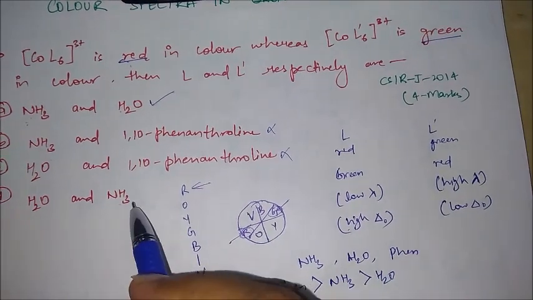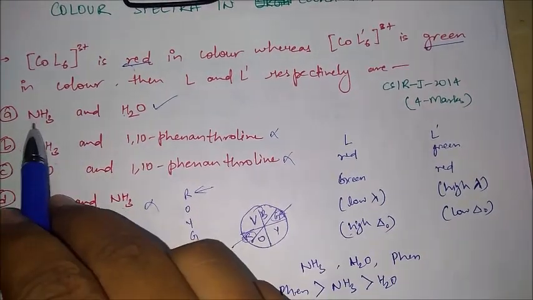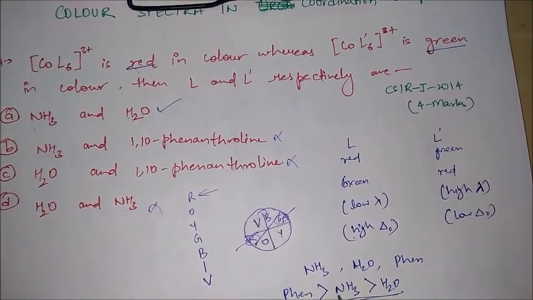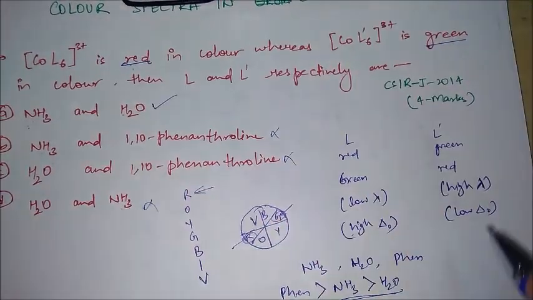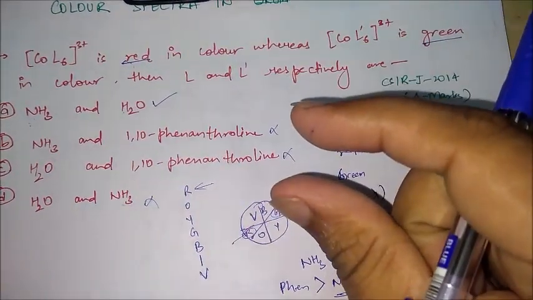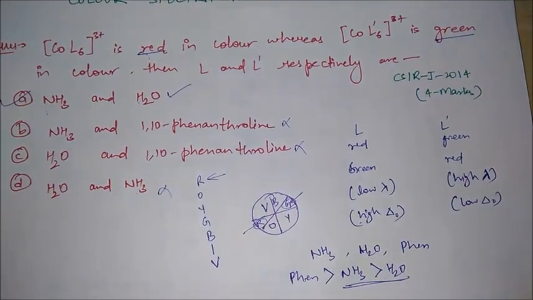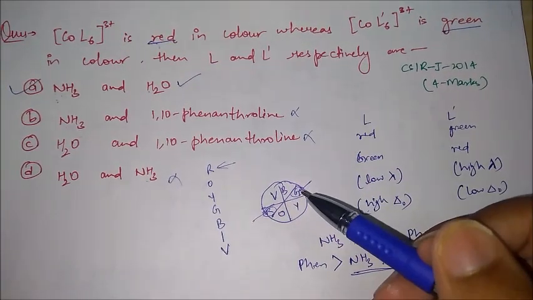So that means this also cannot be true, because for our case, for the first one we should have high delta O. In this case you can see that NH3 is a stronger ligand, so it will give high delta O, and H2O is a weak ligand, so it will give low delta O. So that's why the correct option for this question will be option A. In this way you can easily get 4 marks just by knowing the basics of this thing.